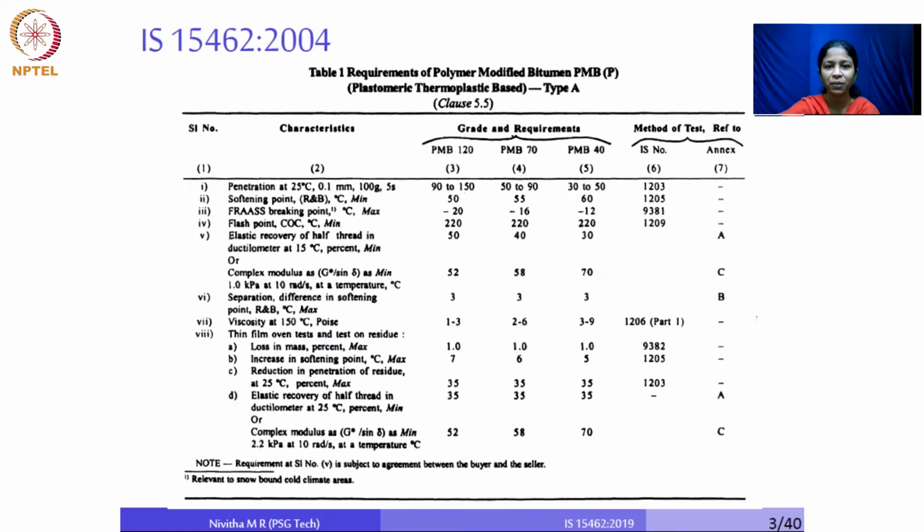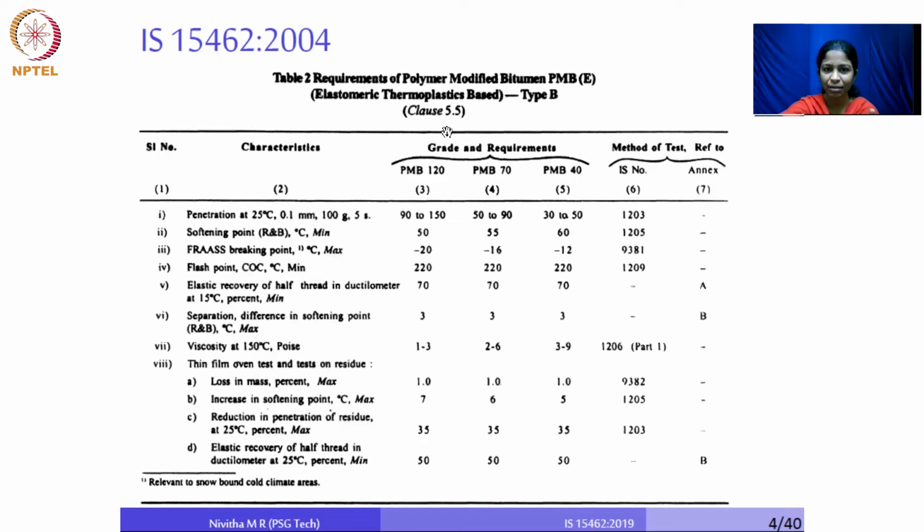Right. So to first begin with, this is the IS 15462, the older code, 2004 version. So therein we had only one code for all types of modified bitumen. We basically had 4 tables. Table 1 is for plastomer modified bitumen. You can see plastomeric thermoplastic based, type A. The second table is for elastomeric thermoplastics based, type B. Tables 3 and 4 are for crumb rubber and natural rubber modified bitumen.